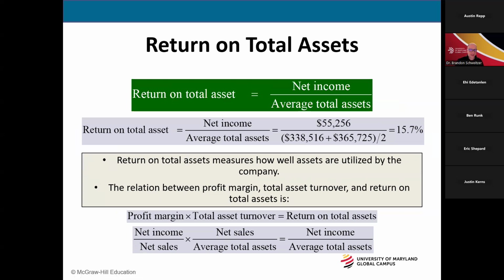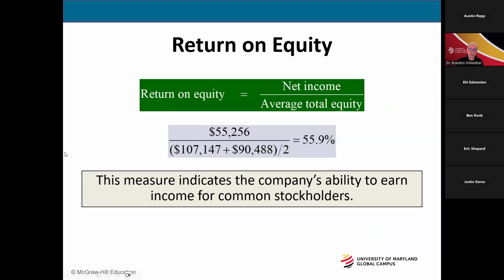Return on total assets, how effectively the company is utilizing its assets to generate profit. We take net income divided by average total assets, beginning balance total assets plus ending balance total assets divided by two. Return on equity, the company's ability to earn income for its stockholders. Net income divided by average total equity. That's a good one too.